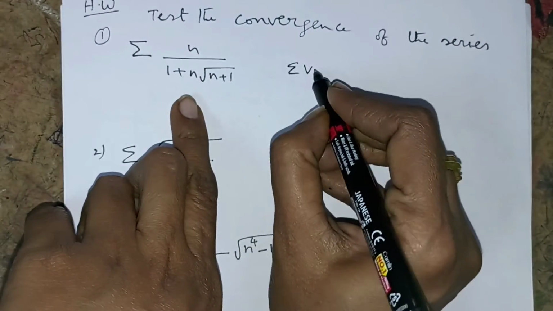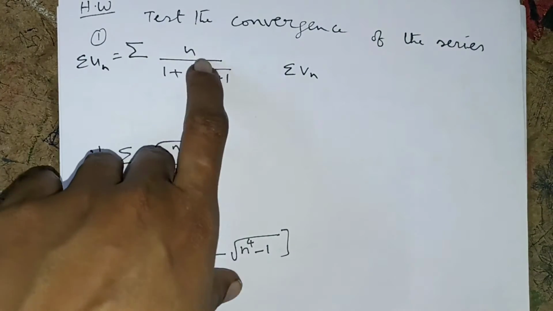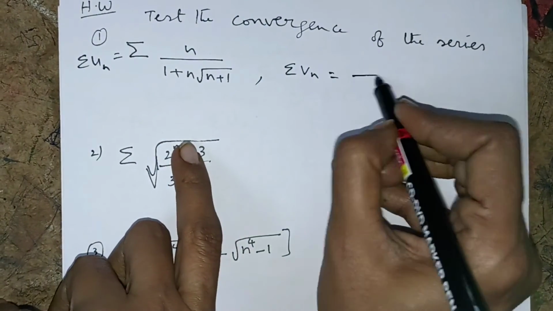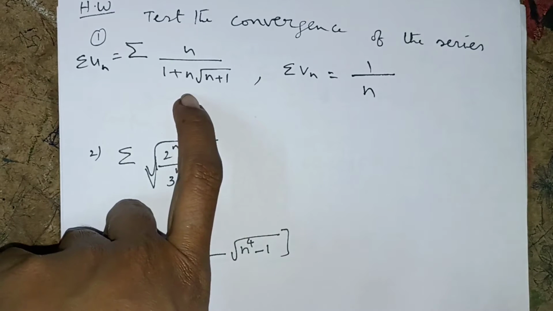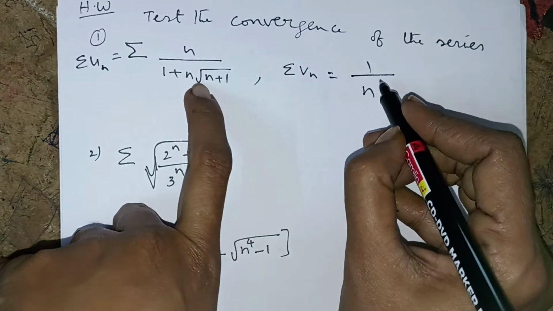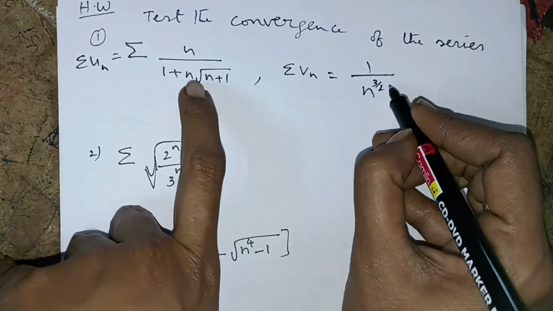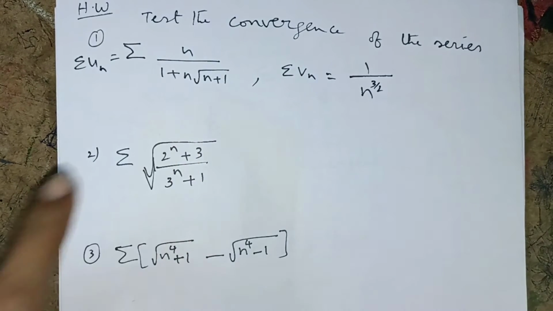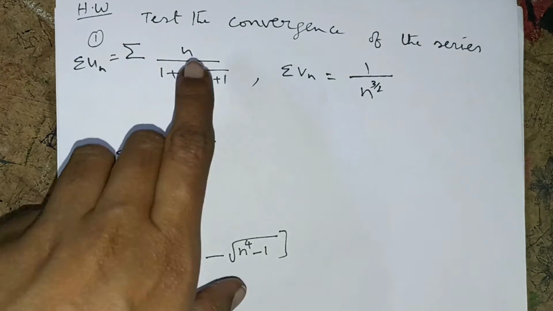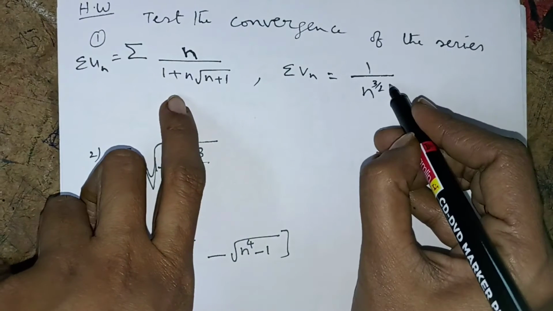Sigma un is the given nth term. Sigma vn we have to choose. Sigma vn is equal to 1 by n to the power of, the highest power of n in the denominator. The highest power of n in the denominator is n into root n, which is n to the power of 3 by 2. The highest power of n in the numerator is 1, from n to the power of 1 minus 1.